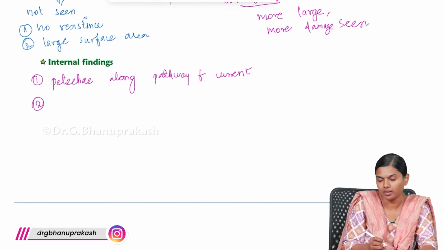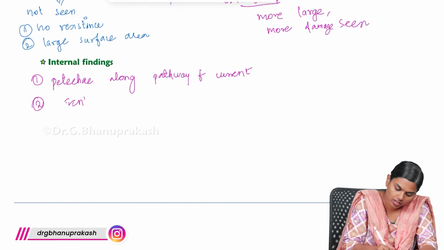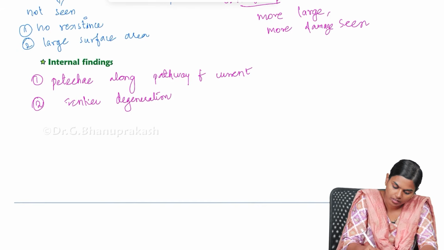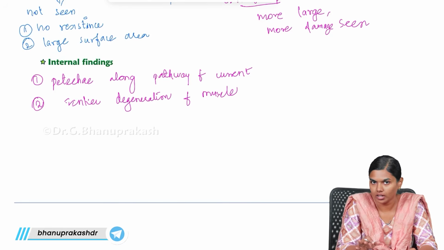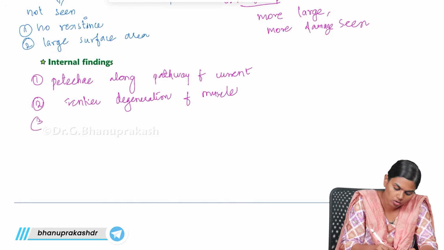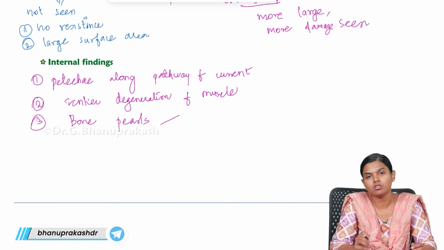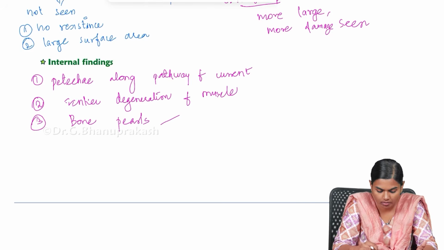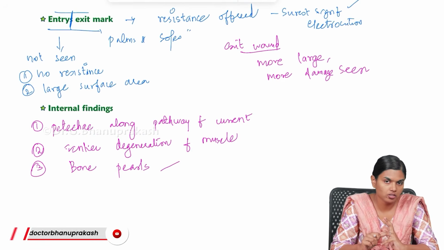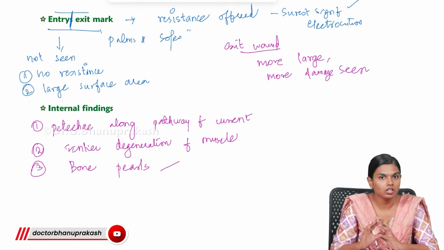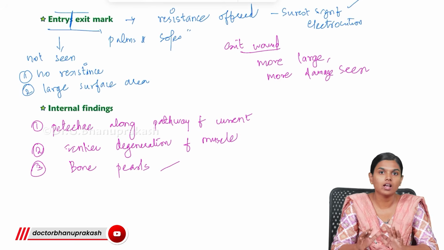So this is main. Apart from that, you will get to see Zenker degeneration of muscle. When current passes through the muscle, you will get to see something known as Zenker degeneration of muscle, and you will also get to see bone pearls. So bone pearls are also seen in electrocution death. So internal findings, these three mainly: petechiae along the pathway of the current, Zenker degeneration of muscle, then bone pearls. So these are the main internal findings, and external findings, the entry mark and exit mark.